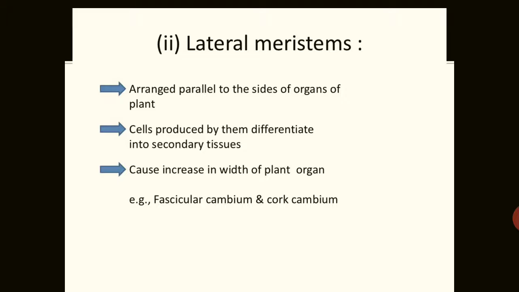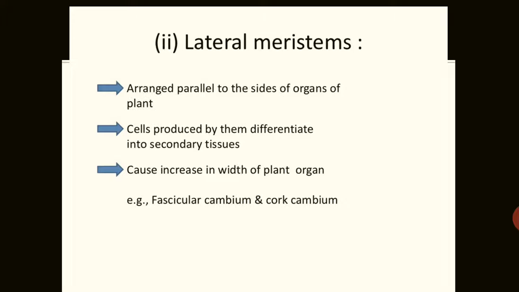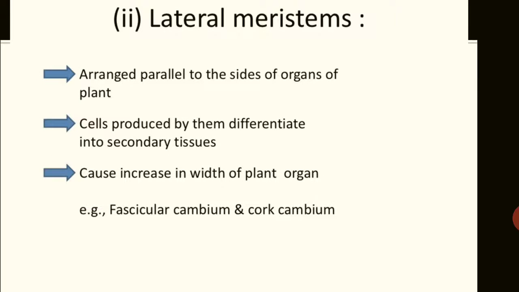In the second position where the meristems are found, number 1 was the apicals and number 2 is the lateral. Lateral means side by side. Lateral meristems are arranged parallel to the side of the organ of the plant. In any organ of the plant, whether it is shoot, root, leaves or any other organ, it is found parallel on either side of that organ.